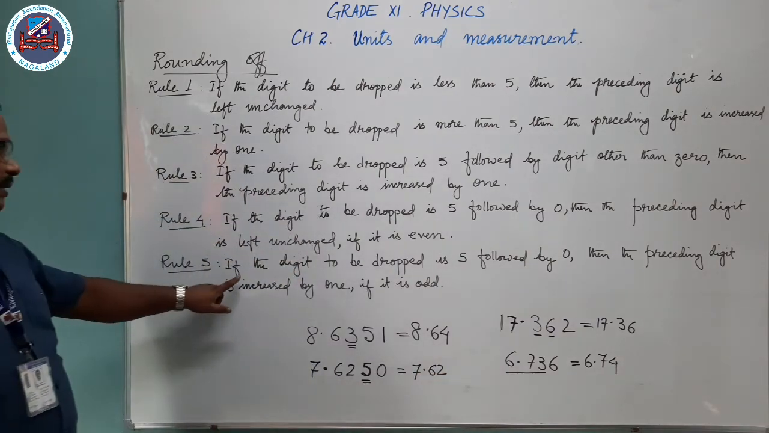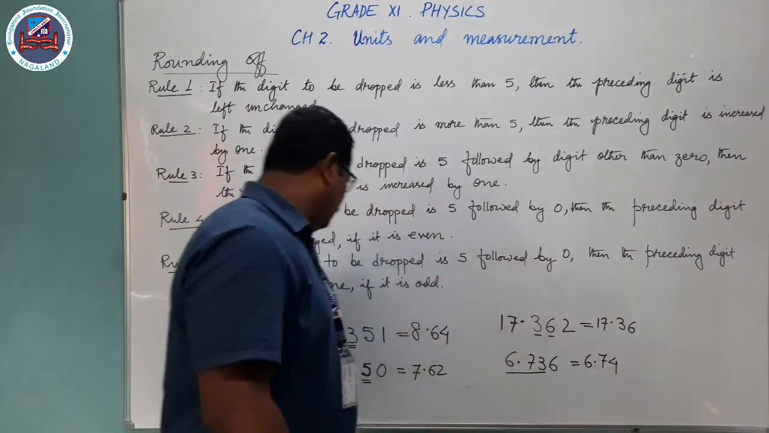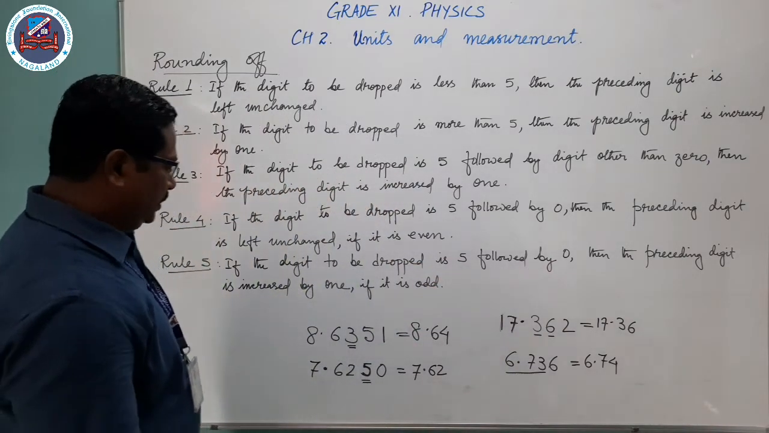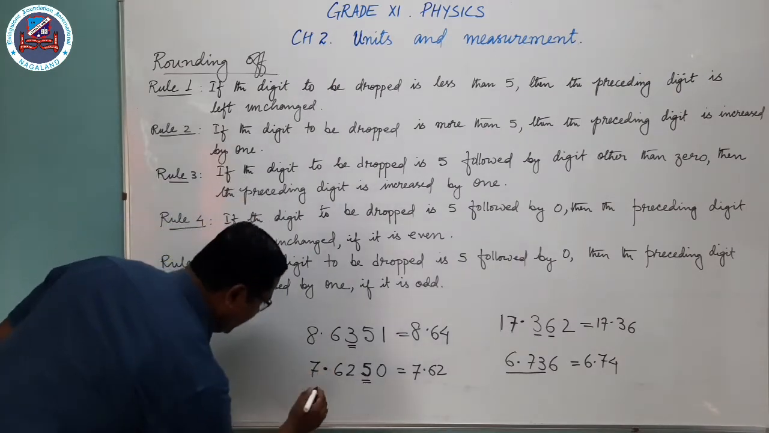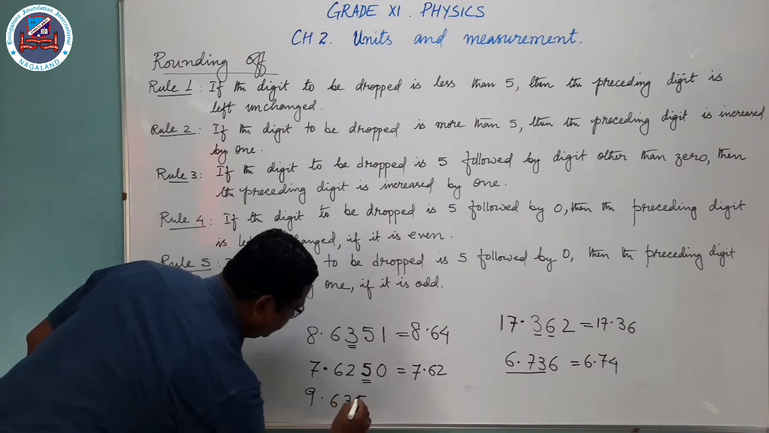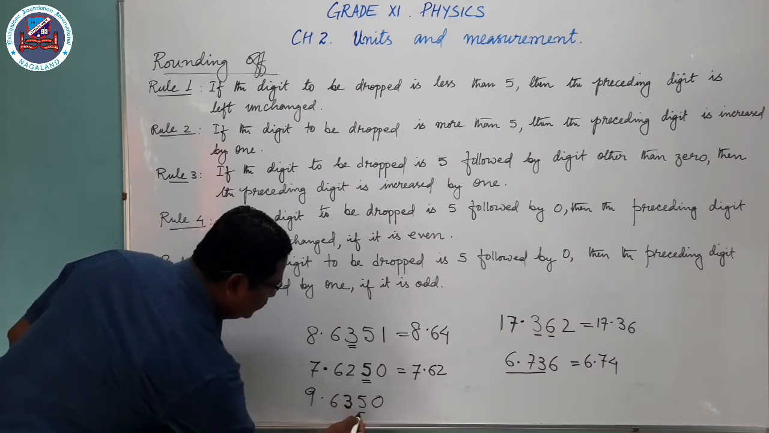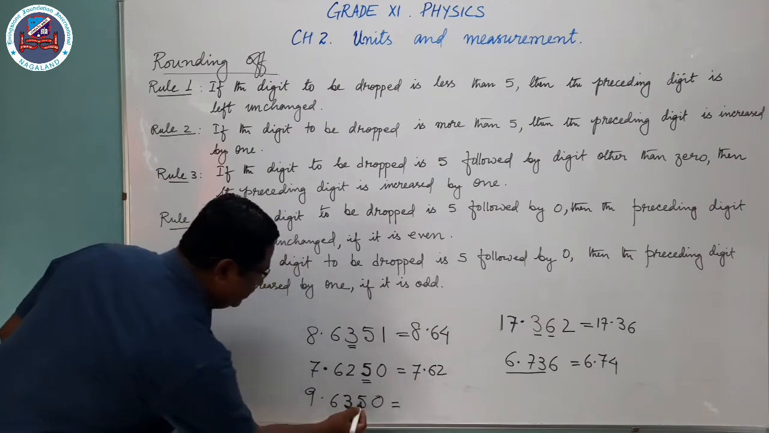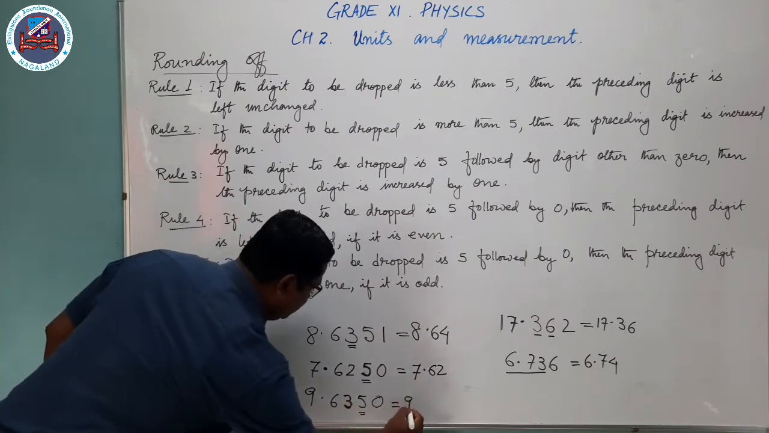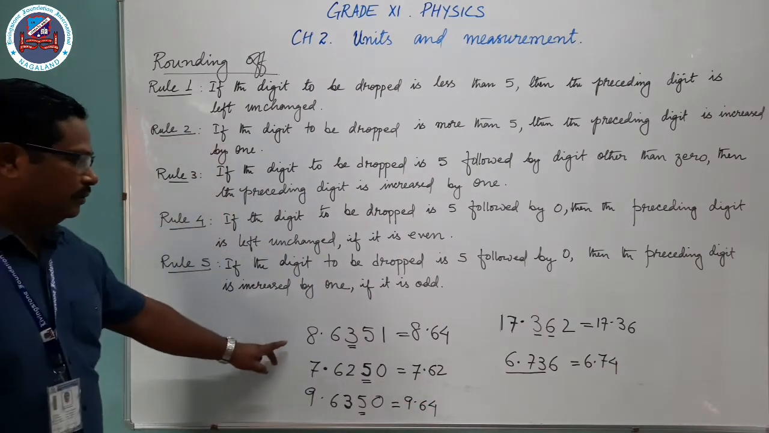And lastly, if the digit to be dropped is 5 followed by 0, but the preceding digit is odd, then in that case you'll have to add 1, so it becomes 9.64.